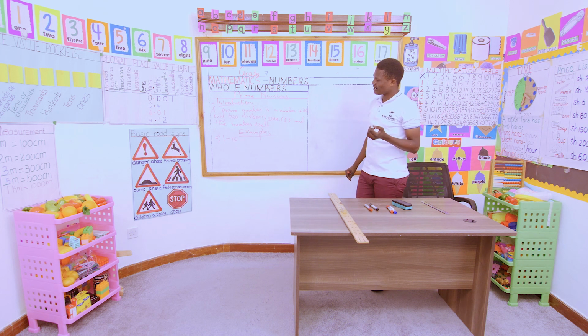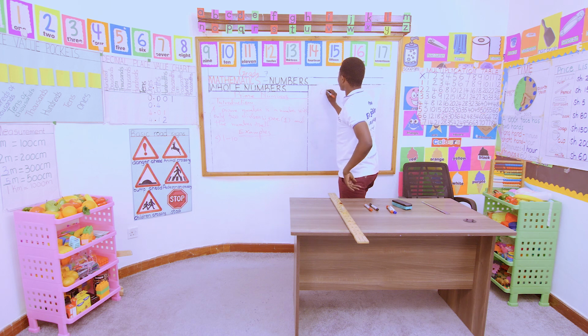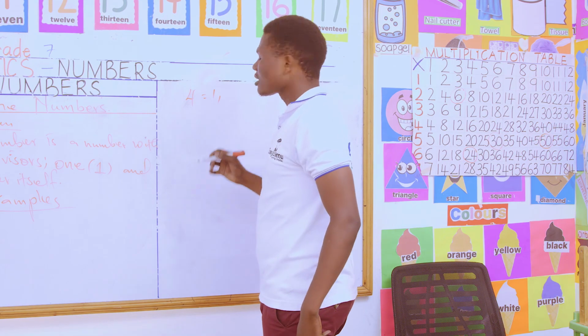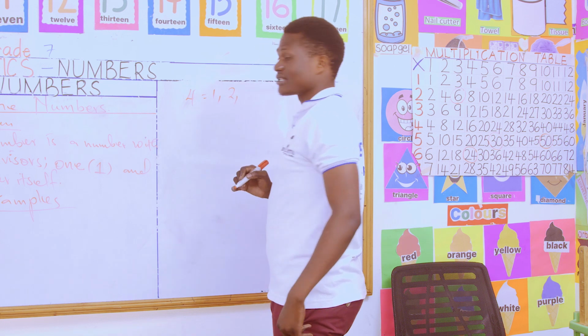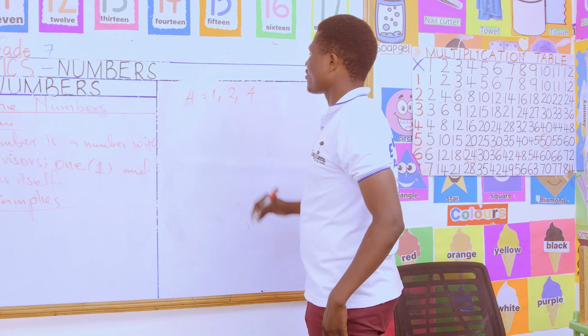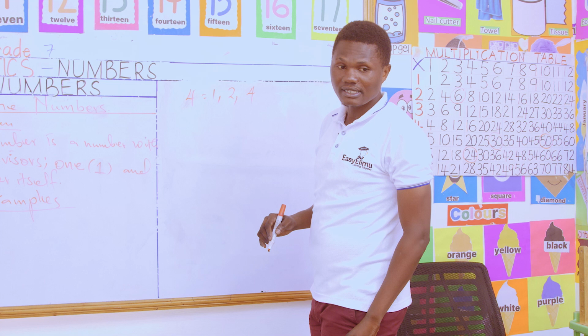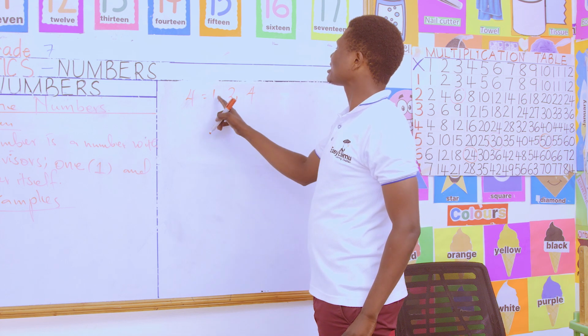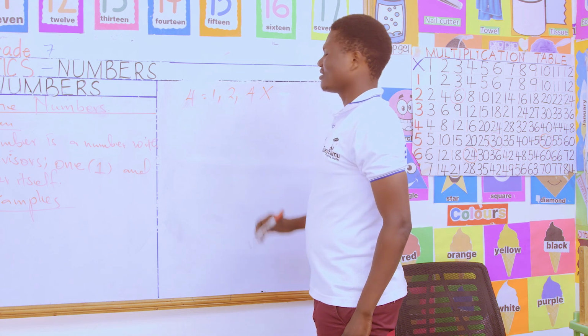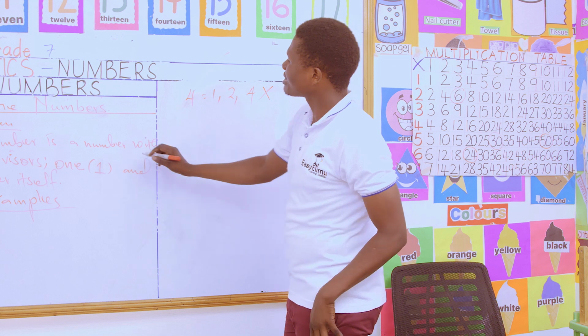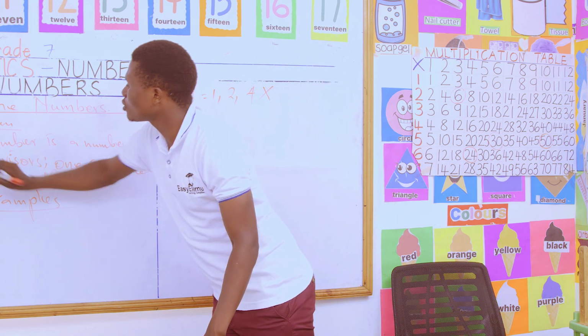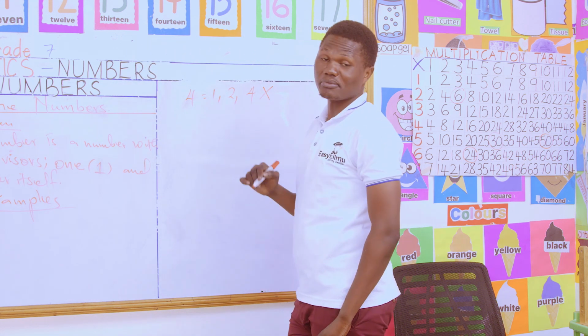Let us look at the number 6. How many numbers can divide 6? We have the number 1. Before, let us look at 4. We have said 4 is divisible by 1, also divisible by 2, and it's also divisible by 4. So is 4 a prime number, class? No. Why? Because it has got 3 divisors. And we have said a prime number is a number with only 2 divisors. So this is not a prime number.